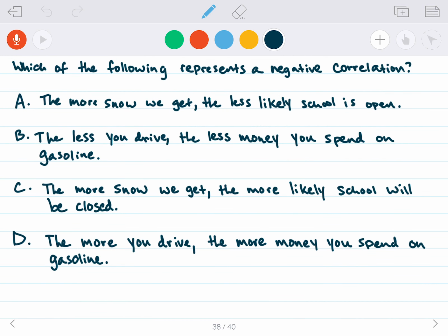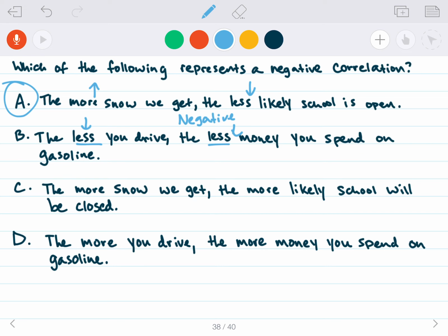Okay, which of the following represents a negative correlation? So let's see. First one, the more snow we get, the less likely school is open. So more means up, less likely means down. So yes, this is a negative correlation. Let's look at the other ones. The less you drive down, the less money you make or you spend on gasoline. So that is not a negative correlation because we have two downs here.